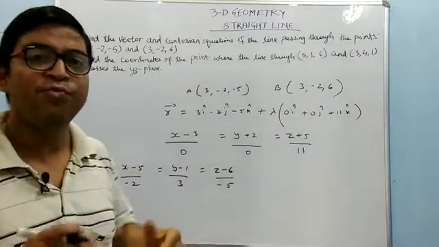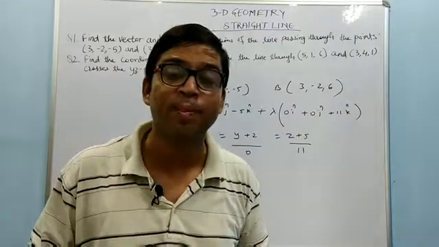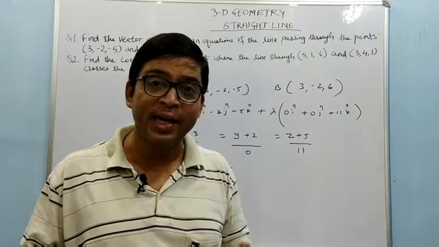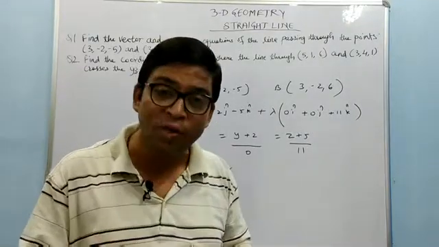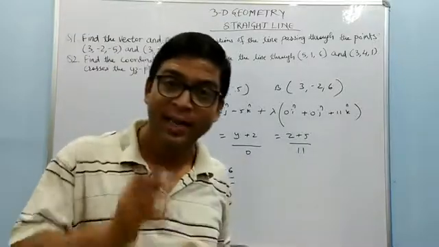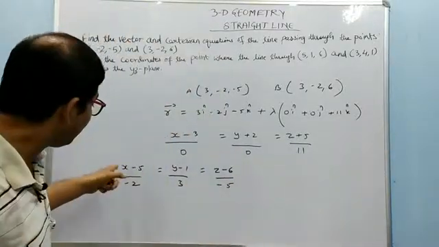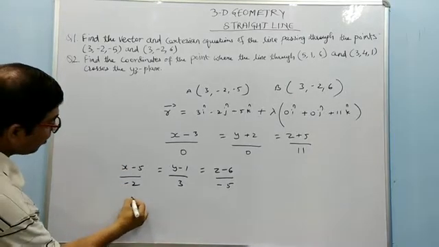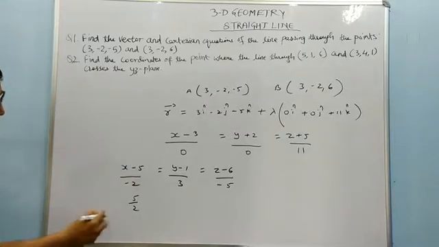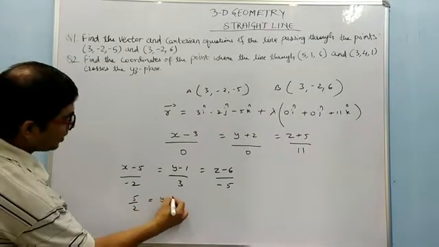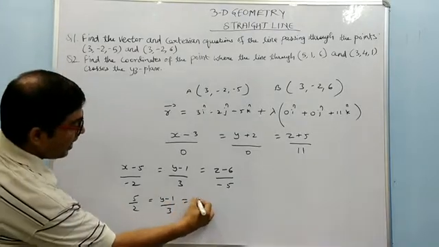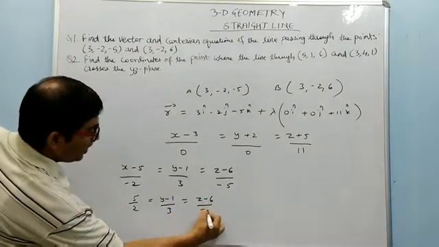Now we have to see where it is cutting the YZ plane. Where it is cutting the YZ plane, that means no x is there. So x has to be 0. So the point will be in the fashion (0, something, something). So we will put x is equal to 0. What are we getting? 0 minus 5 is minus 5, by minus 2, is equal to (y minus 1) by 3. So we will get the values of y and z very easily.